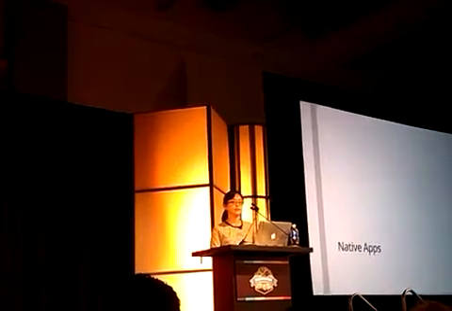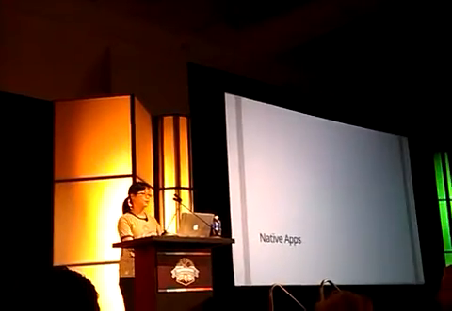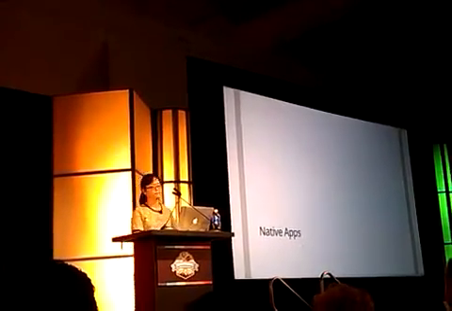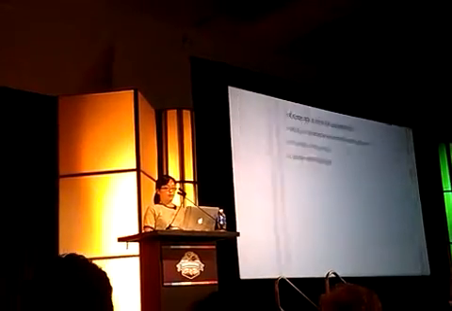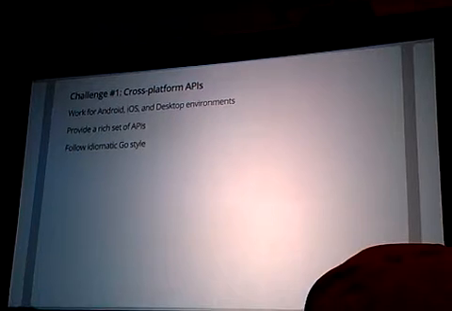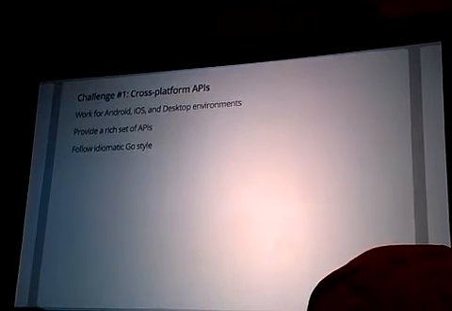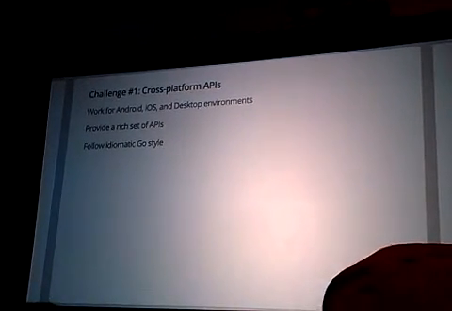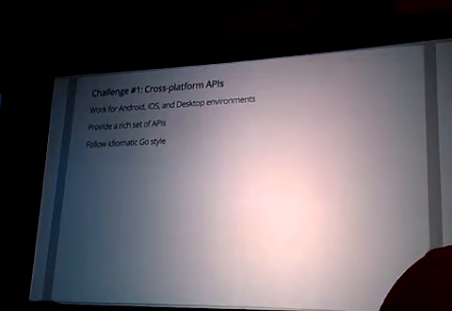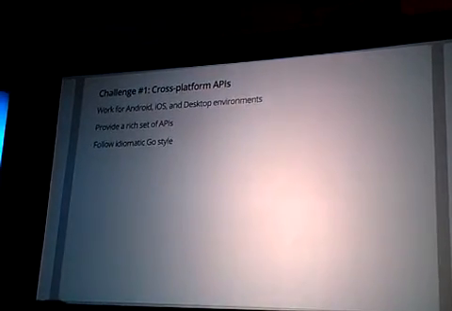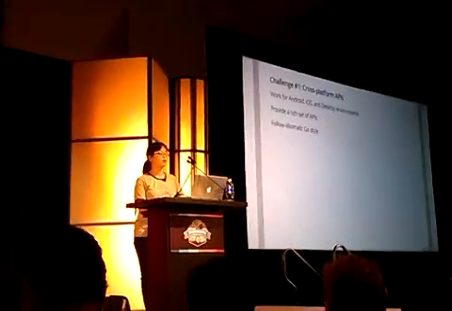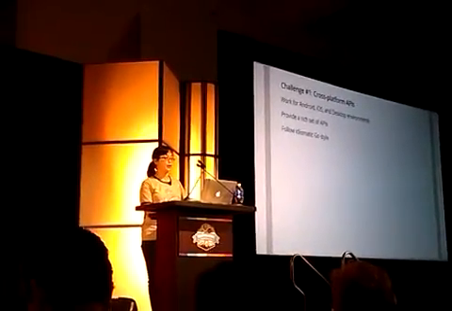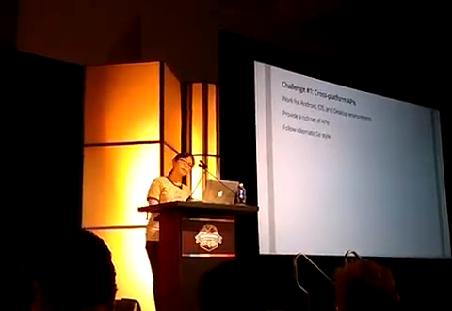First, let's start with the native Go app. So you write everything in Go. The first challenge in this domain is basically to provide cross-platform APIs. We are not talking only about Android. We want to support iOS and future mobile platforms. And so these APIs must work for Android, iOS, and desktop environments.